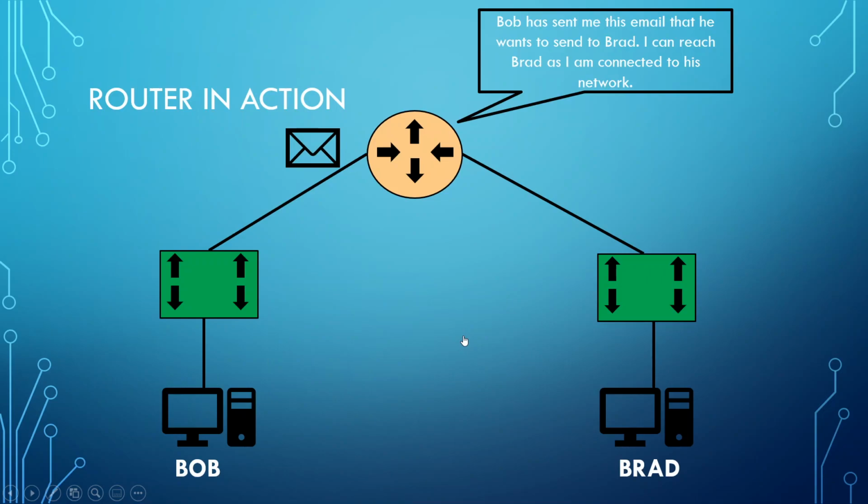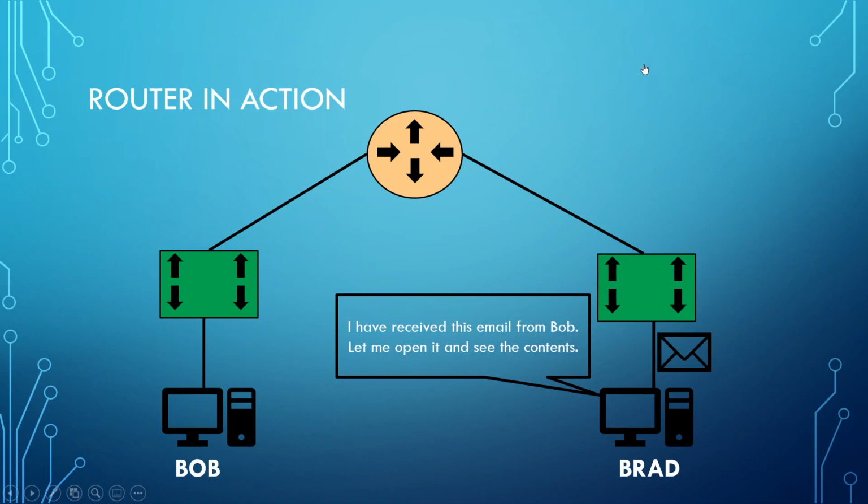The router receives this email from Bob, and he's like, okay, so Bob sent me this email. The router doesn't actually know it's an email, it just knows it as a piece of data. So he says, okay, Bob sent me this piece of data. He wants to send this to Brad. Now looking at my routing table, again, we'll go into the routing table a bit later on in this video, but I know that I can reach Brad as I'm connected to the same network that Brad's connected to. So I'm going to send this piece of data all the way over to Brad, no problem.